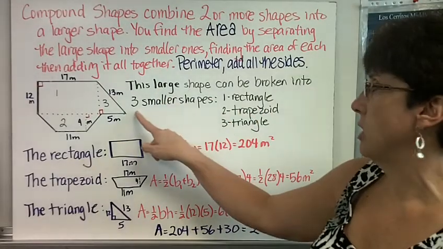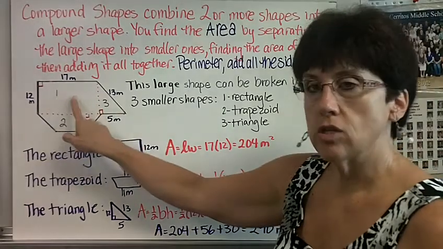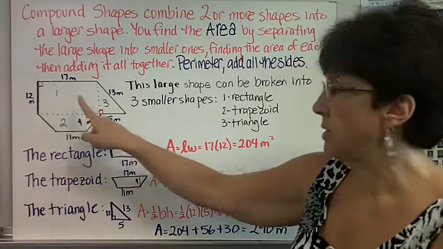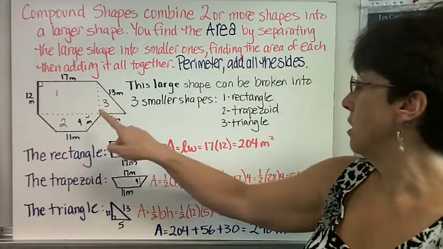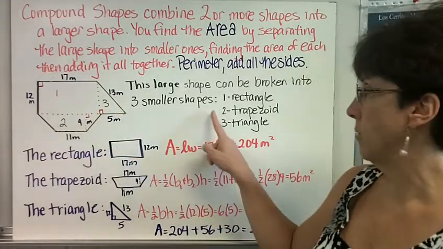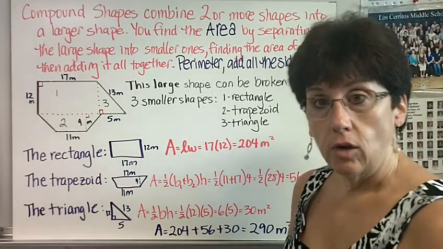The large shape can be broken into 3 smaller shapes. I drew a dashed line here and a dashed line here. This is shape 1, a rectangle. Shape 2, a trapezoid. Shape 3, a triangle. Okay? And now I'm going to find the area of each shape.